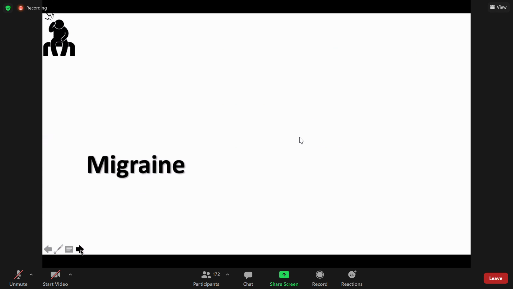Now we go to the primary headache, and the prototype of that is migraine. Migraine in Arabic is called shaqiqa, and shaqiqa comes from the word shiq, and shiq means half.